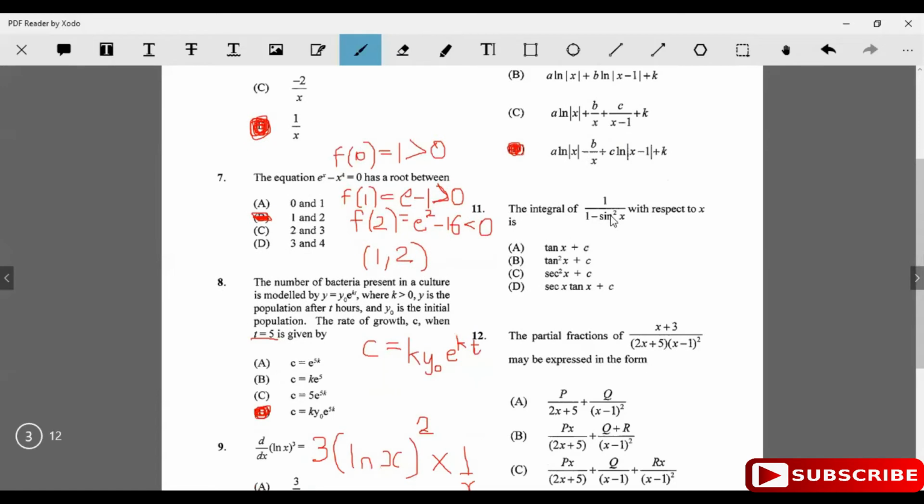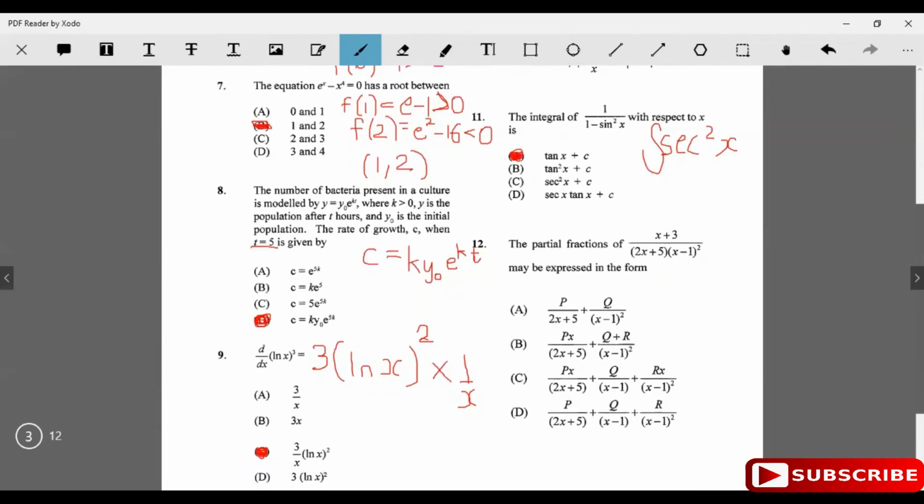Now this question is asking for the integral of 1 over 1 minus sine square, but 1 minus sine square is cosine square x. And 1 over cosine square is secant square x. So what they're asking you to do is integrate secant square x, and you get tan x. So when you're integrating secant square, what we end up getting is tan x plus c. So that is option A. Easy question.